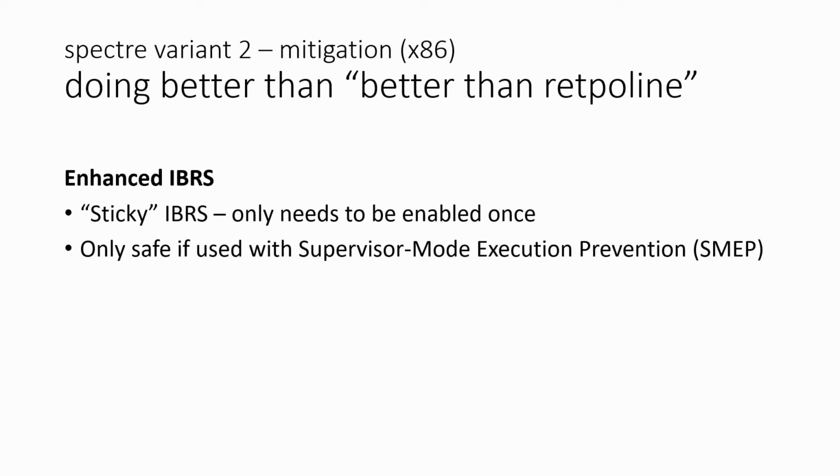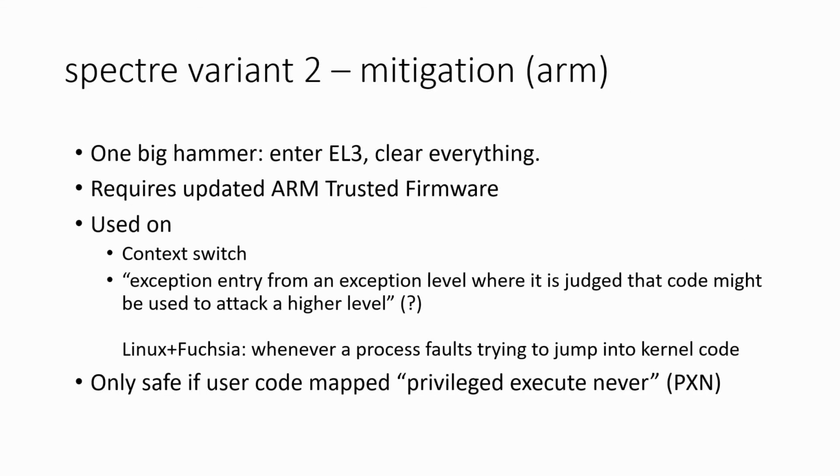So that's Spectre Variant 2 on x86. The story on ARM is a lot simpler. All the same attacks still apply. Processes, VMs, the kernel, and the hypervisor are all vulnerable. But we have a much smaller set of tools available. Really just one. An update to the ARM trusted firmware that clears all branch predictor state anytime we enter EL3. That's the most privileged exception level on ARM, and the place where the firmware runs.